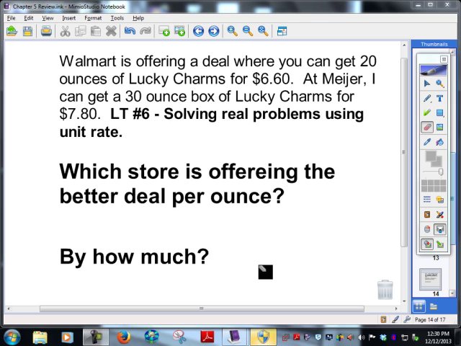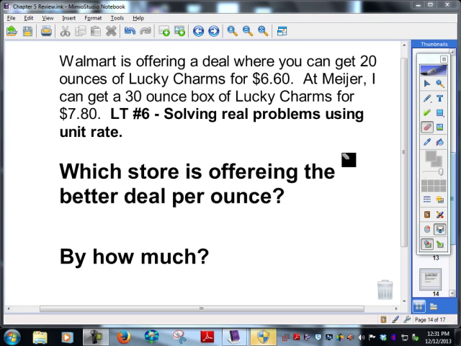Alright, so obviously on the formative, it wasn't Lucky Charms. We were talking about Captain Crunch though, right? That's what it was about. And it was Target and Kroger. Well, this is a very similar question. So if you didn't do it well on the formative, now's the time you need to practice it here. So do this tonight on the video.